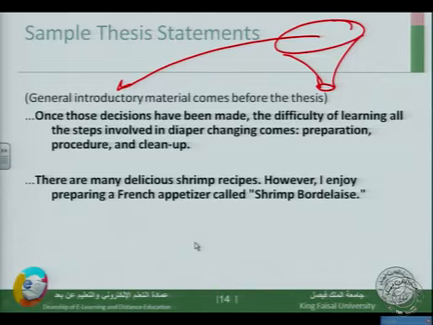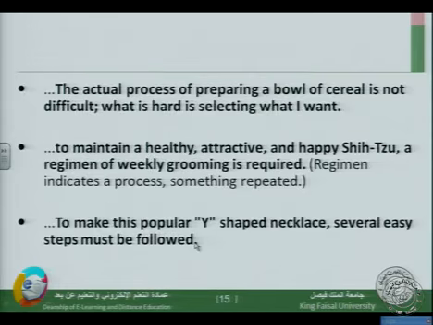So let us read. Once those decisions have been made, the difficulty of learning all the steps involved in the process comes: preparation, procedure, and cleanup. There are many delicious shrimp recipes. However, I enjoy preparing a French appetizer called shrimp bordelaise. The actual process of preparing a bowl of cereal is not difficult, but what is hard is selecting what I want. To maintain a healthy, attractive, and happy cat, a regimen of weekly grooming is required.